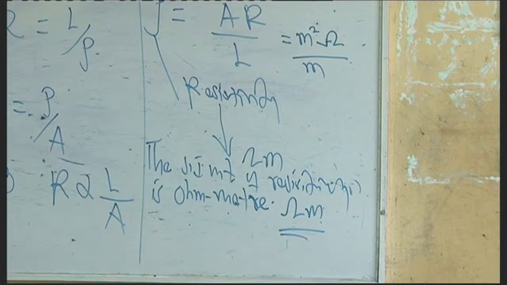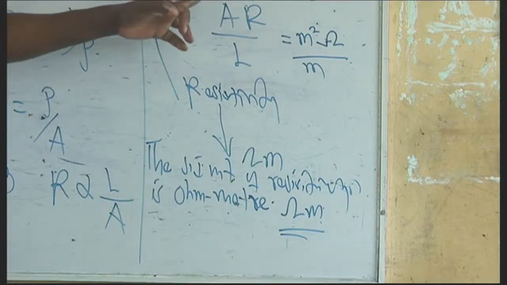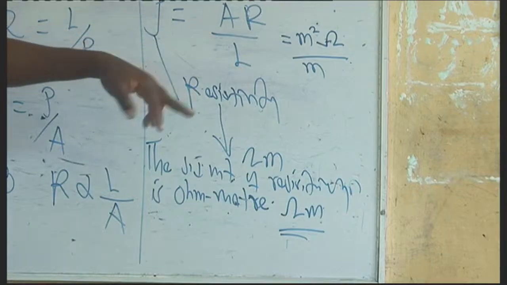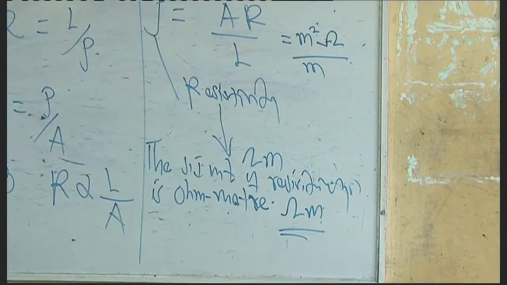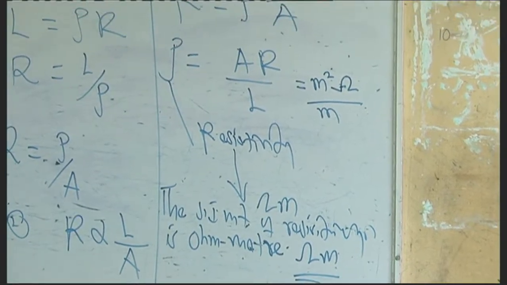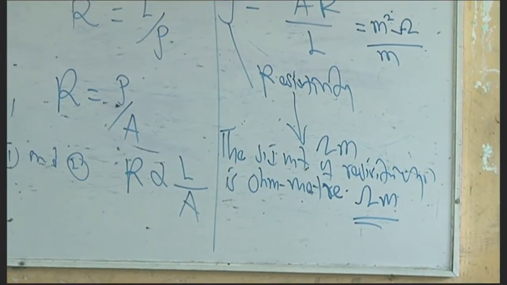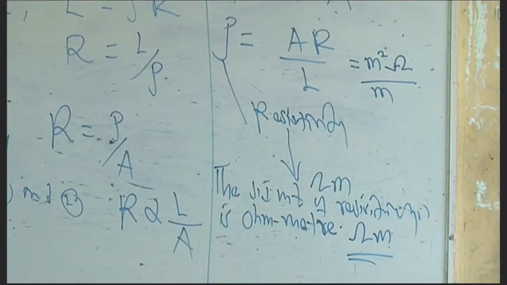Now when you calculate these values, you should ensure that all of them are in their SI units. Sometimes the area may be in square millimeters or square centimeters, and length may be in millimeters or centimeters. Then you have to convert them to their respective SI units so that we'll be able to get what is required.